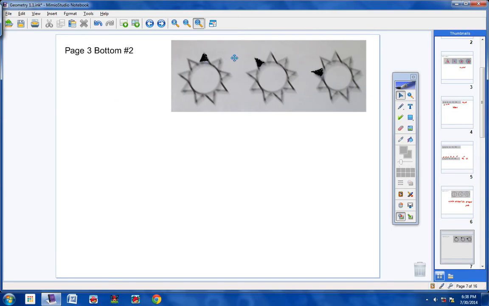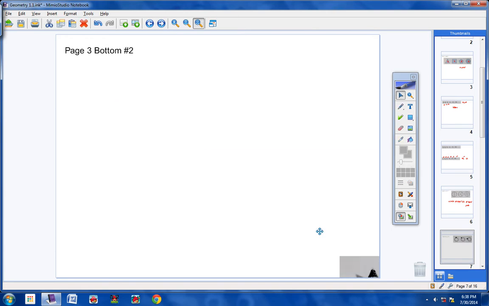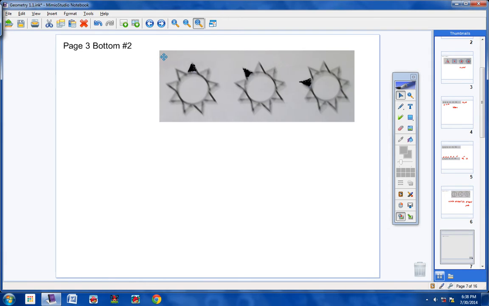Let's take a look now in your notes. I do not want you to write these pictures down. I want you to write in your notes page 3, bottom number 2. Please copy this in your notes right here. Page 3, bottom number 2. And the directions say to describe the next figure in the pattern. Okay, well, if you look, we have a circle with a bunch of, almost looks like a sunshine, you know, with kind of like a bright sunshine.